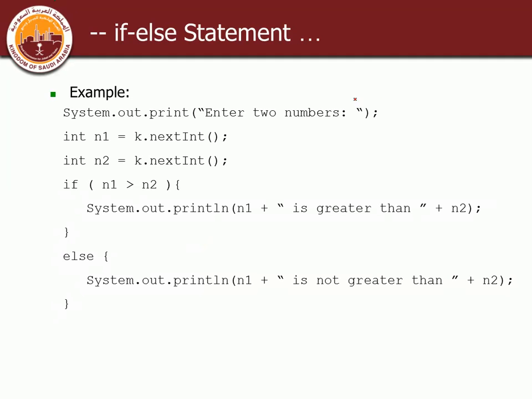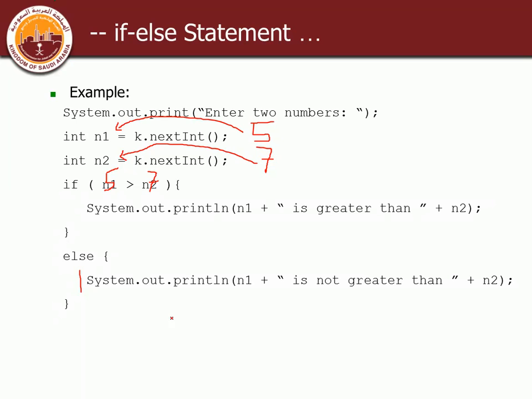Let's run this with an example. Imagine I type 5 and 7. That means this 5 is inside n1 and 7 inside n2. Now, what is the result of this question? False. Is 5 greater than 7? No, so I'm going to execute and display this. So on the screen, what should I see?